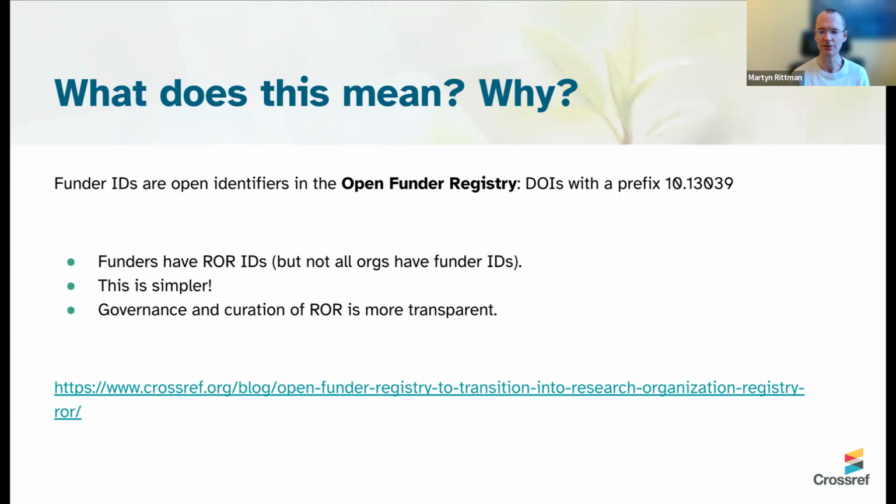And there's a few reasons for doing that. So firstly, any funder can have a ROR ID as well. Obviously not all organizations that have a ROR ID would have a funder ID, because funders are a subset of organizations with ROR IDs. So that means it's a simplification. Instead of two parallel systems of identification, we can just use one.